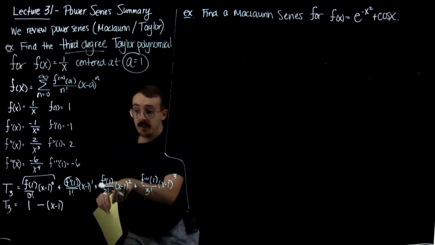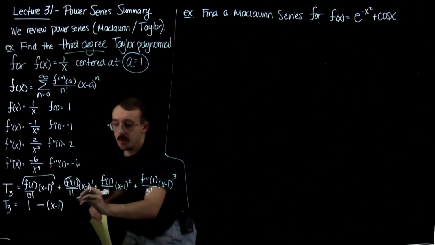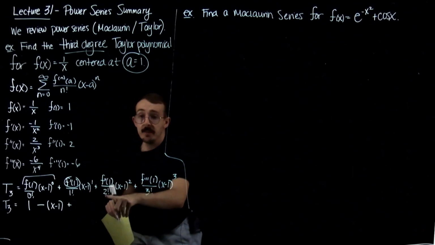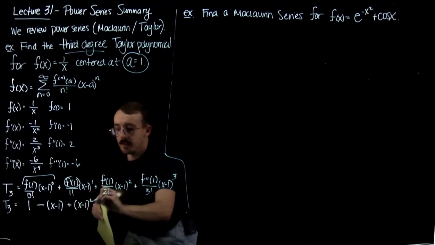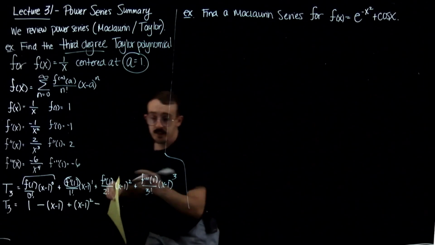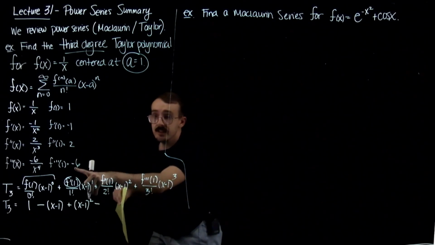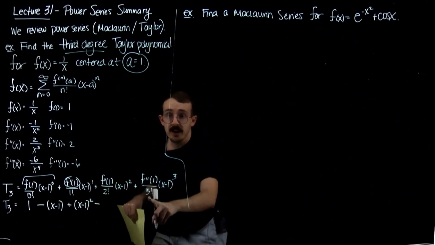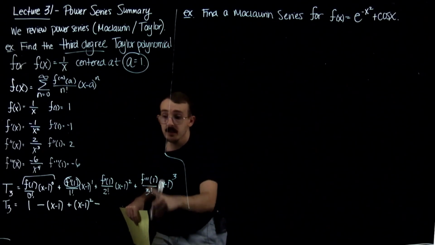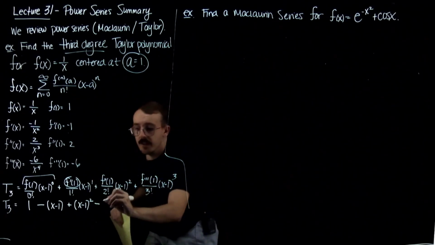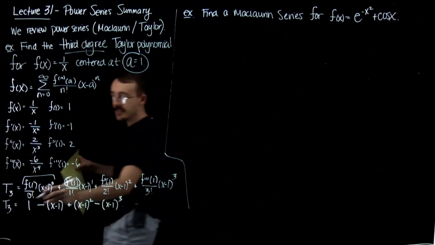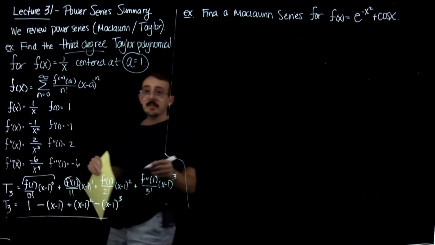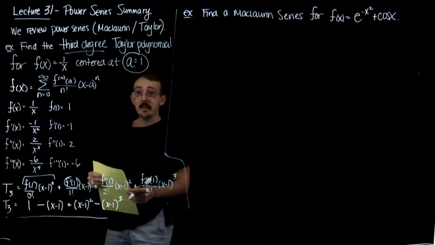The next one, my double prime of 1 is 2. 2 divided by 2 factorial is just 1. So I get plus x minus 1 squared. It's going to switch to minus, and it's minus 6. However, notice I have 3 factorial, which is also 6. So again, all these coefficients are going to 1. This is minus x minus 1 to the third power. So this is my third degree Taylor polynomial at 1.